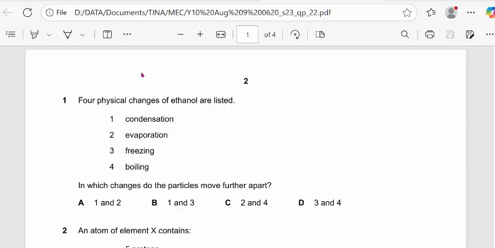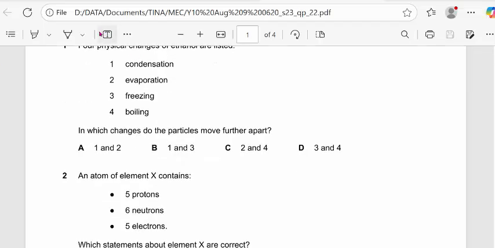All right, four physical changes of ethanol are listed. In which do the particles move further apart? Evaporation. Yes.